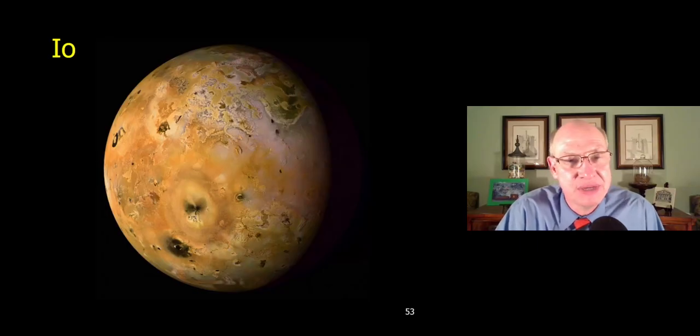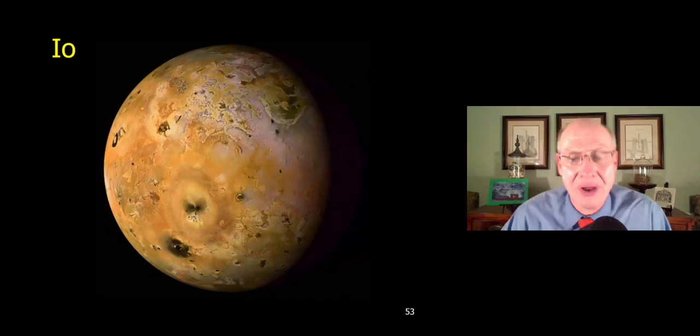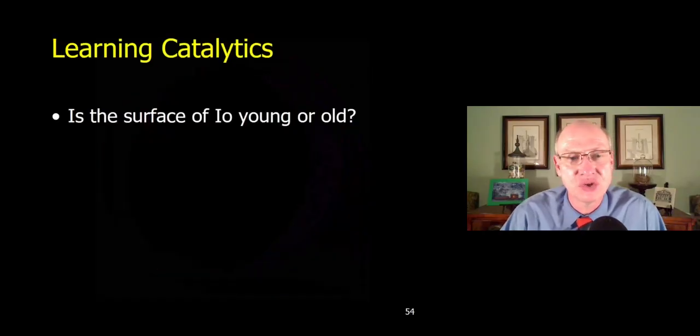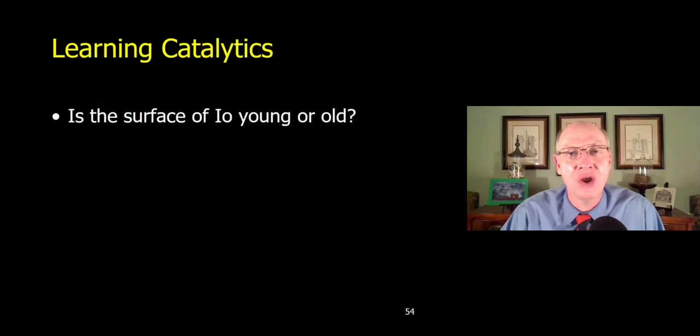Io is one of the most fascinating moons in the solar system. It turns out it is the most volcanically active body in the solar system. So I want you to take a look at this image for a second, and we're going to have our first Learning Catalytics question of the day. I want you to go out to Learning Catalytics and answer this question. Is the surface of Io young or old? So take a look at this image and try and decide, is the surface of Io young or old? Go out to Learning Catalytics, take about 10 seconds, and answer that question.